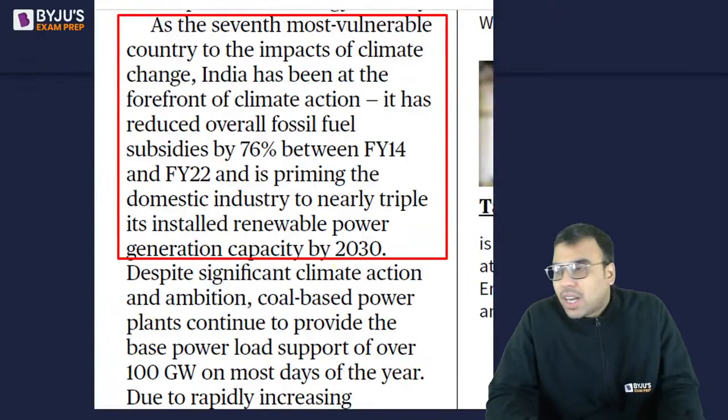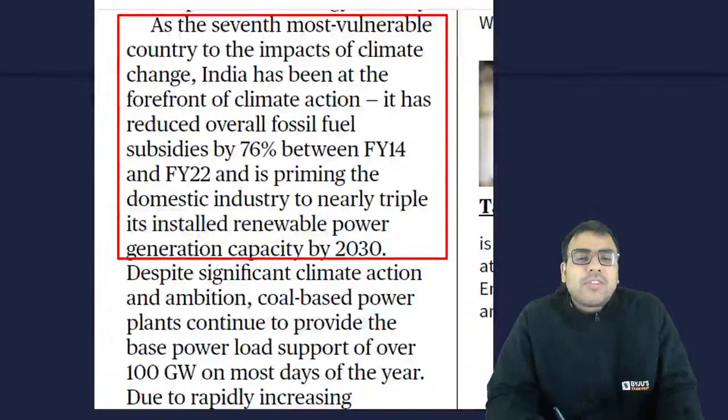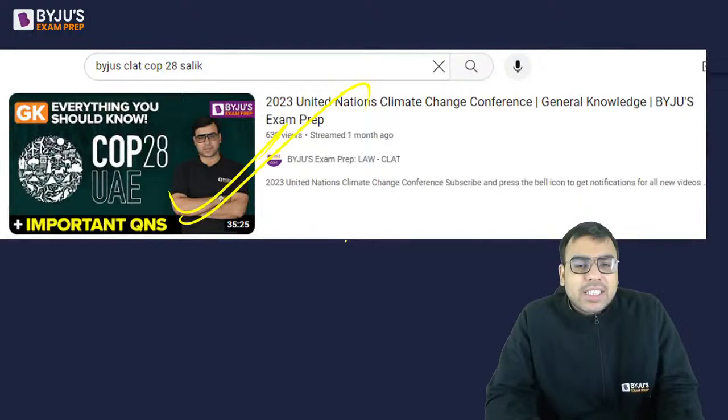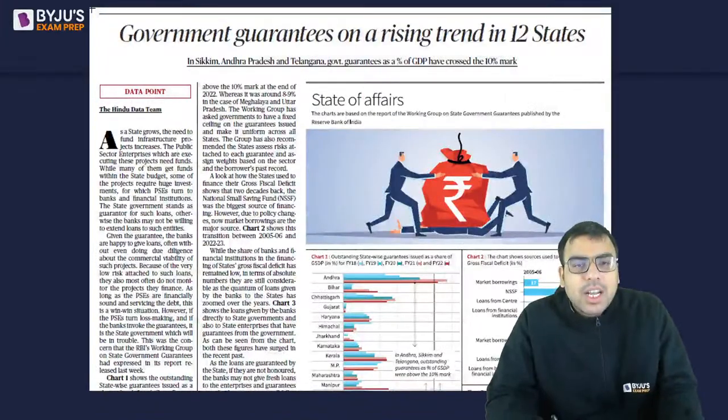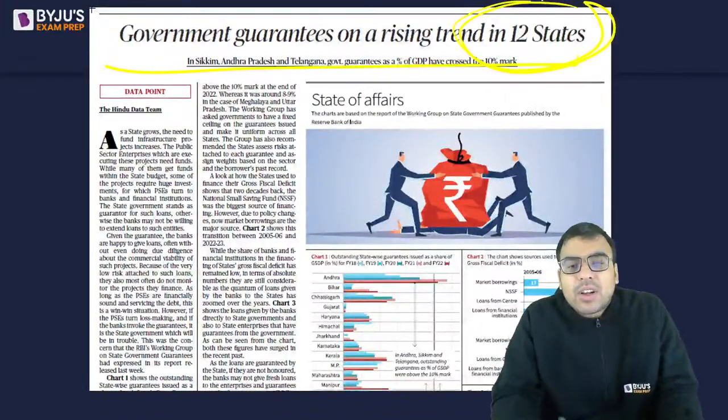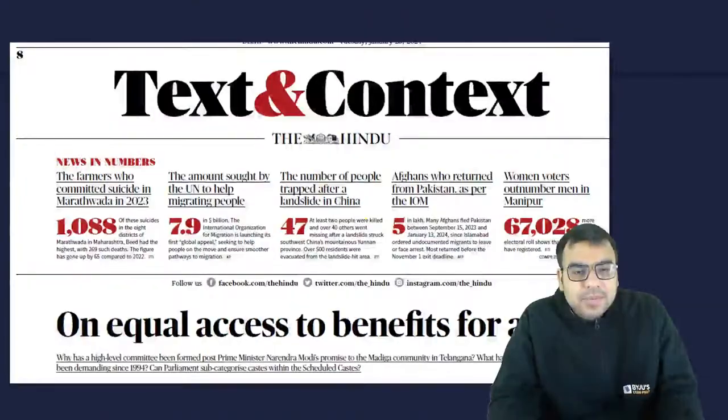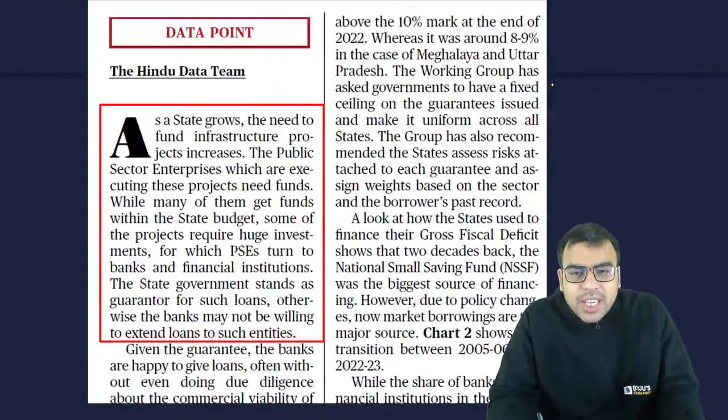है ना? हाँ, नॉर्थ कोरिया साउथ कोरिया डिवाइडेड बाय 38 पैरेलल. वेरी गुड रमेश. हाँ, ओके, सो इसके बारे में आपको इफ यू वांट टू रीड अबाउट COP28 जस्ट गो एंड रीड दिस वन. ठीक है, "Government guarantees on a rising trend in 12 states." ठीक है, ये बार इससे ज्यादा इंपॉर्टेंट ये. लेट्स टॉक अबाउट दिस वन.